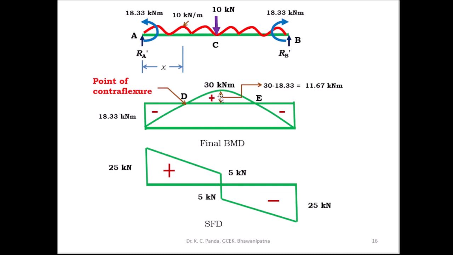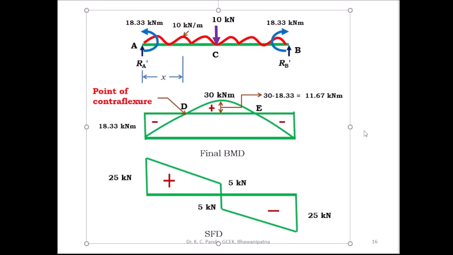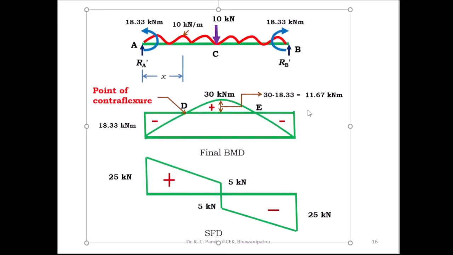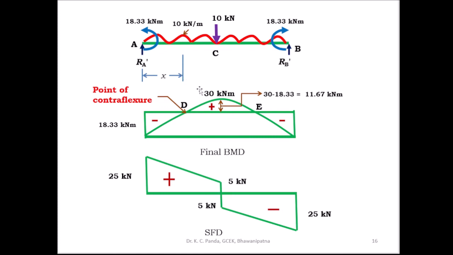And here you can find out the positive moment at the point C. The positive moment at the point C is the total of the free bending moment 30 and the fixed BMD 18.33. The positive moment here is 30 kilonewton meter, and the negative moment is 18.33 kilonewton meter. So the maximum positive moment at C is equal to 30 minus 18.33, which is equal to 11.67 kilonewton meter. So this is the final bending moment diagram of the fixed beam.